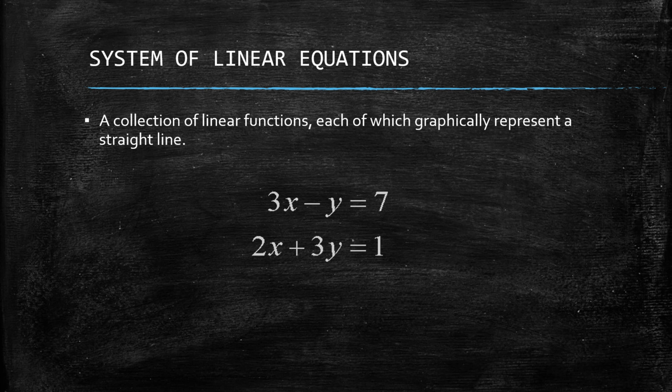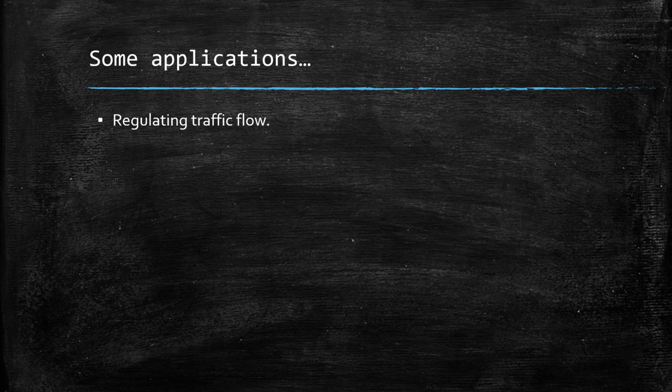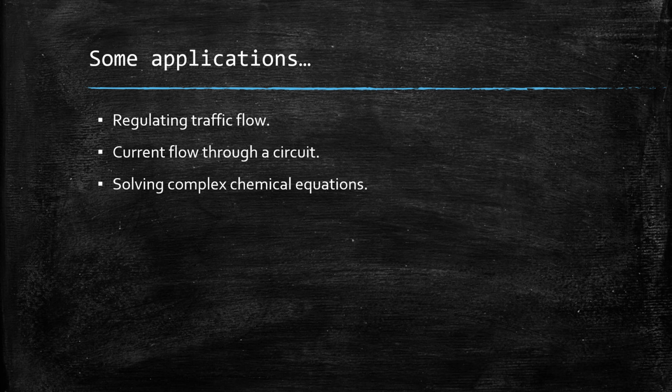A system of linear equations is a collection of linear functions, each of which graphically represents a straight line. Linear algebra is central to many areas in mathematics, sciences, and engineering because it allows the modeling of natural phenomena and efficiently computing with these models.